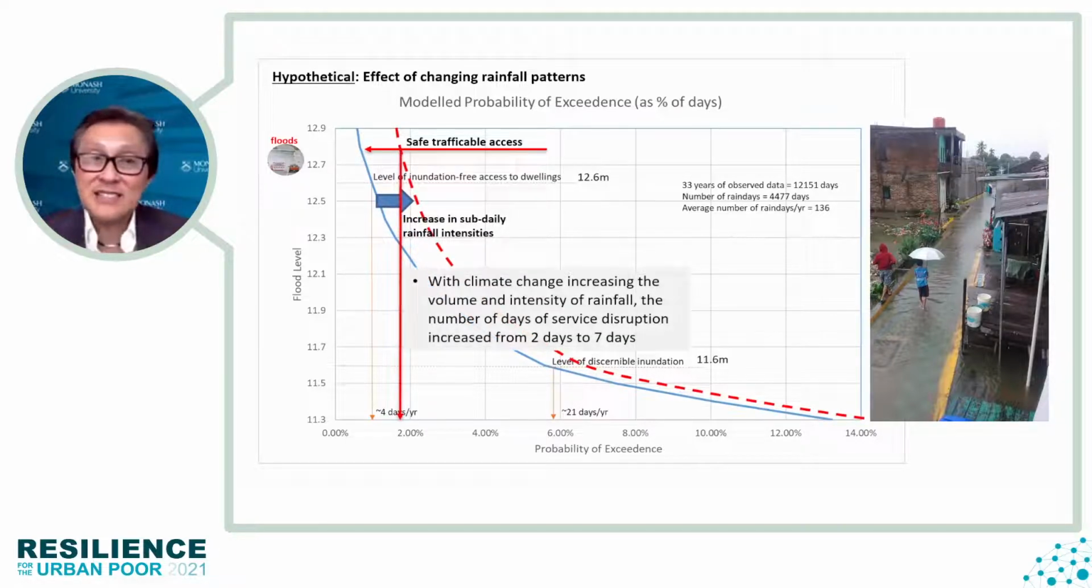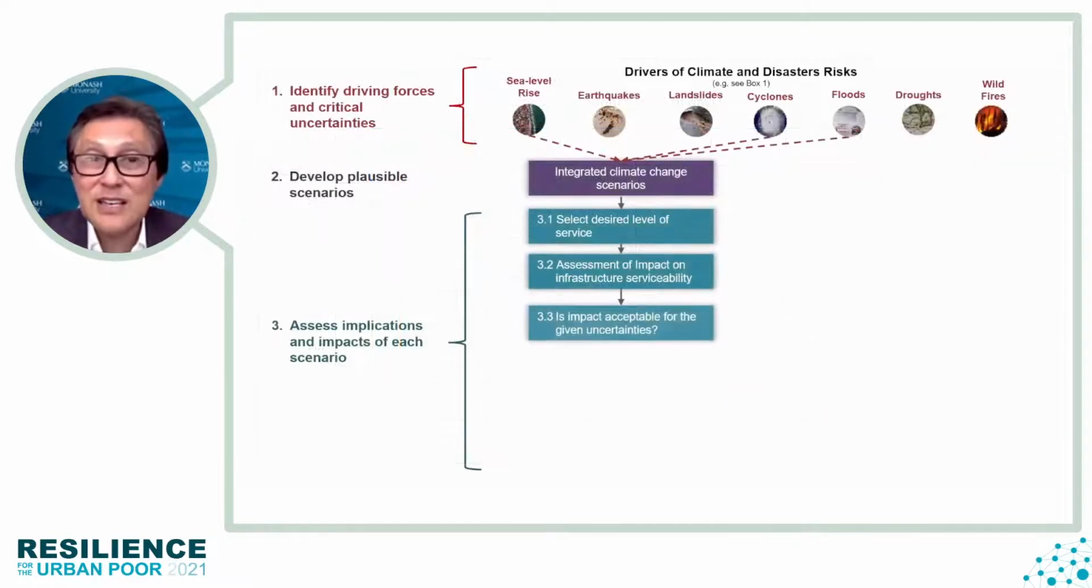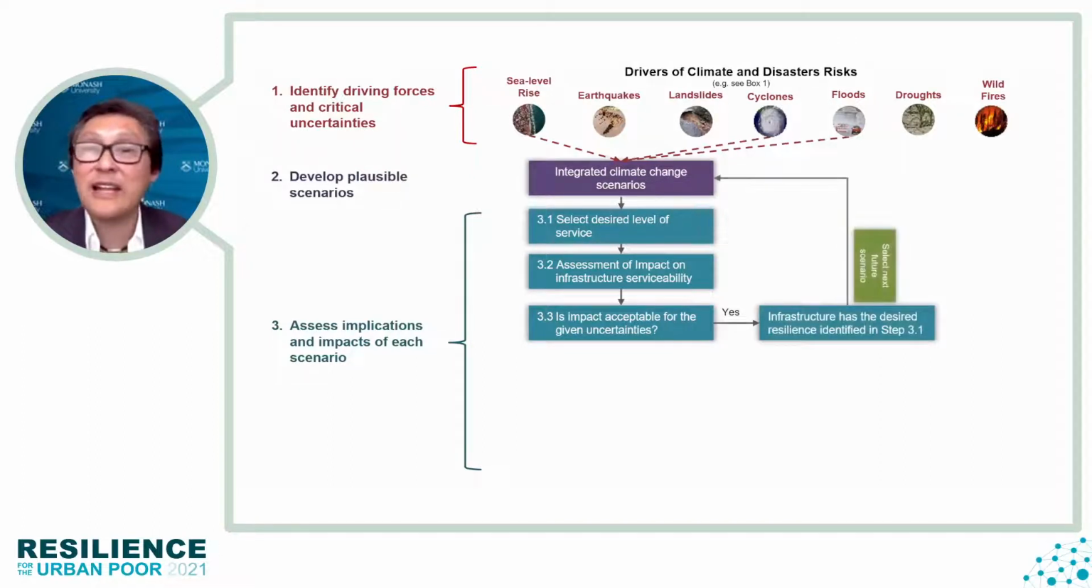And we can assess that and say, well, with climate change, the number of days of service interruption would increase from 2 days to 7 days. So you can see that there is now a reduction in serviceability, and you need to think about whether that reduction is acceptable or not. And that's where the framework comes in. You say, is the impact acceptable? If it is, that's fine. We can then go and look at another scenario to test it.